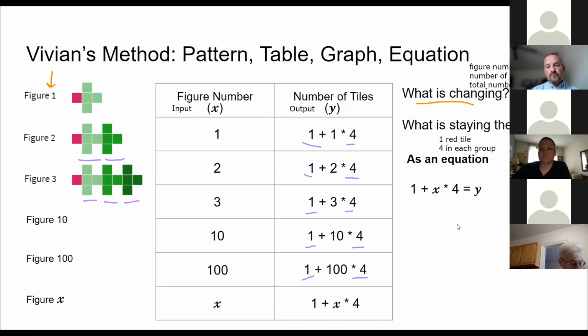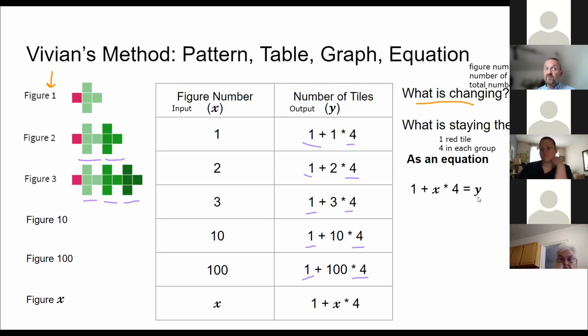Good to know. So in this case, if you know the figure number, you can figure out the total number of tiles. If you know x, you can figure out y. So x is the variable, right? Yes. X and y are both variables. Oh, okay. They're both, because they both change, right? Yeah. If x changes, y changes.